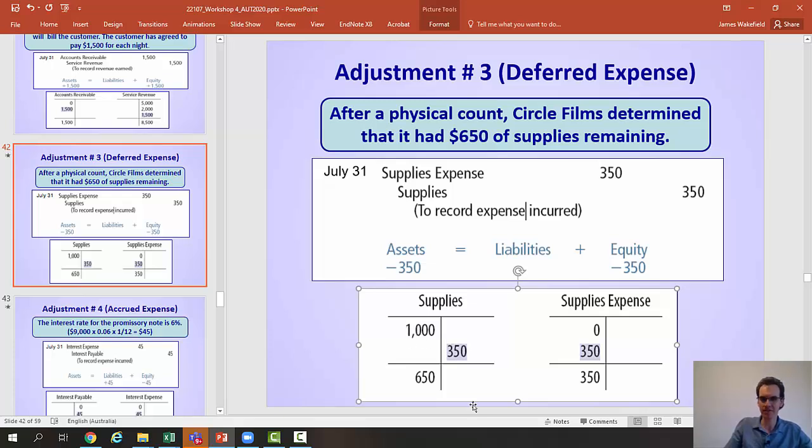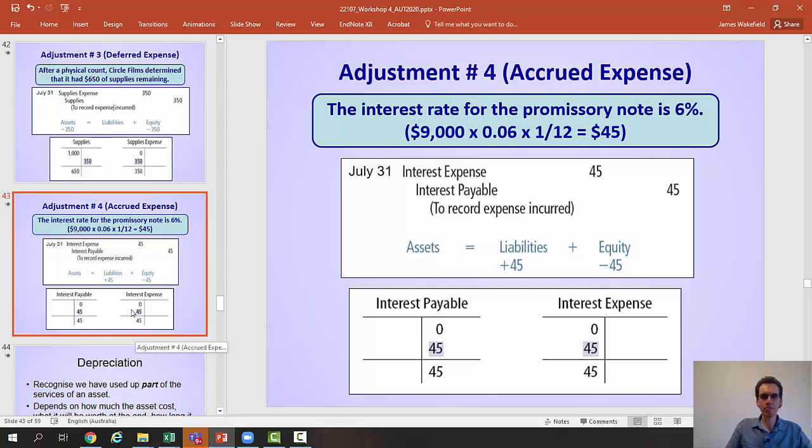And what we can see here is what we started with was 1,000. What we're left with is $650 worth. So therefore we've used up $350 worth of supplies. So we recognize this reduction in supplies by crediting supplies, 350, and we recognize the associated expense by debiting the expense account by 350, and specifically we debit supplies expense.